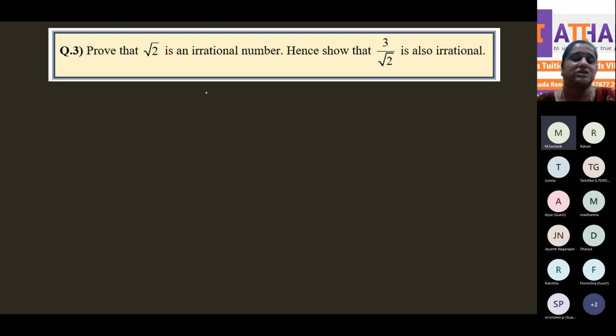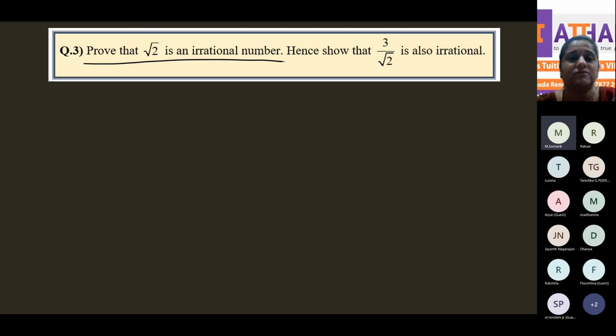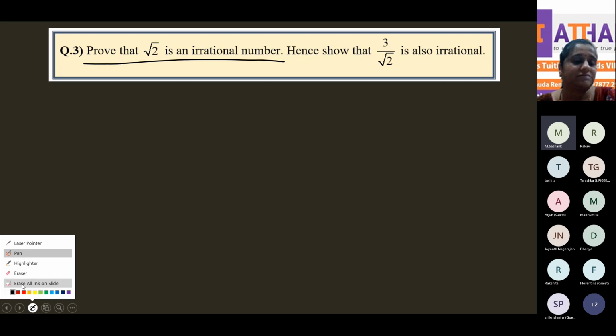So prove that root 2 is an irrational number. Okay, we can prove that. Now this one acts as a theorem. You have proved that result, which now acts as a theorem statement. Hence show that 3 by root 2 is also irrational.